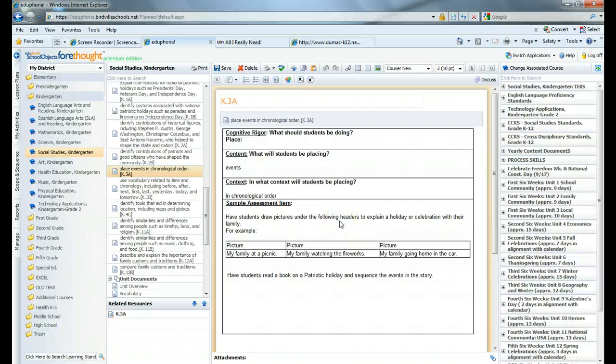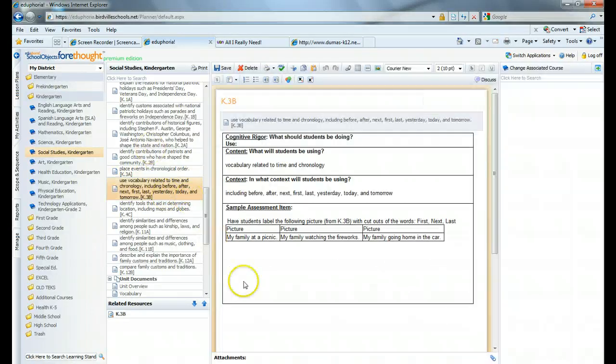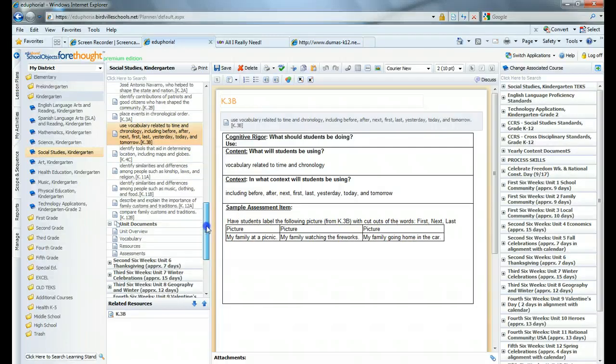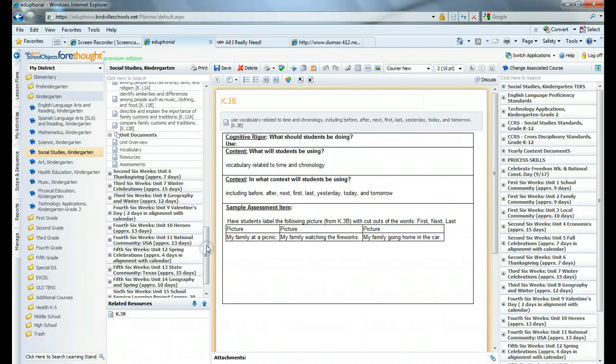I had this as a great idea. Talk to your student about a holiday or celebration and have them draw a picture of the events that take place. For example, if you're on a 4th of July picnic, you are going to start with my family at a picnic, my family watching fireworks, my family going home in the car. And then you can add in K.3b to then say first, next, last, and use those words with a type of picture. That's something that can very easily be done.